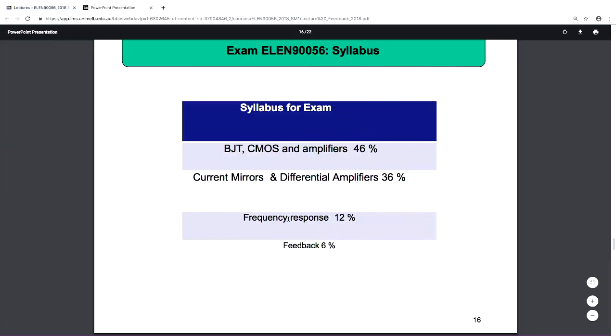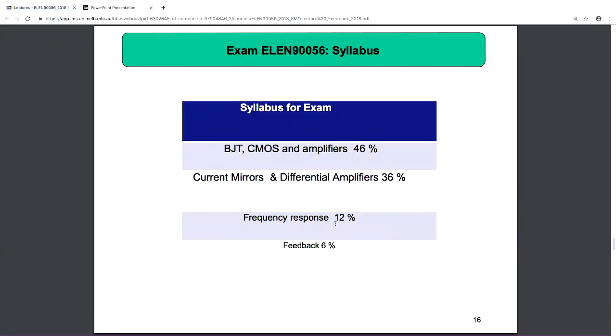Then frequency response. These are the easy marks. See, 12%. You got only 2 lectures. Feedback, a couple of slides, you get 6%. So this was the distribution from last year. So we will be following pretty much the same distribution, maybe a little bit of variation. Why we came up with this distribution is based on the number of lectures and importance of the topic. We take both into account.